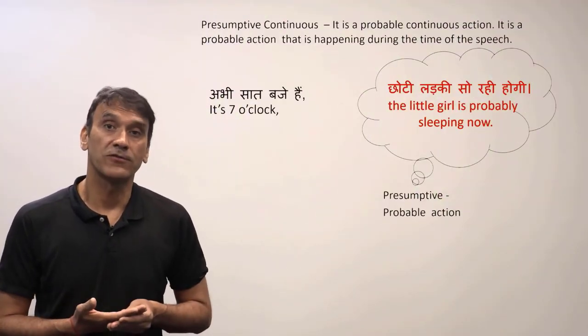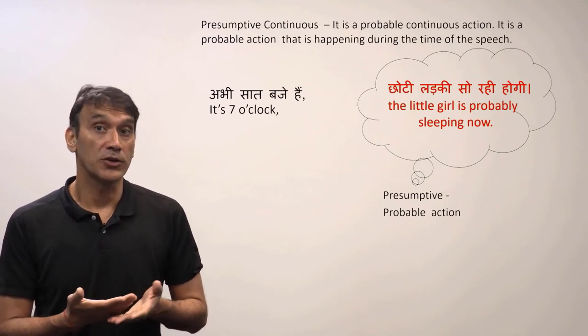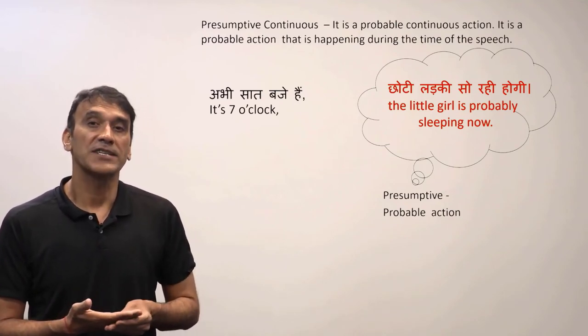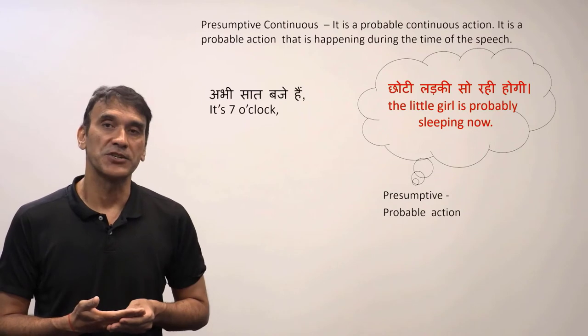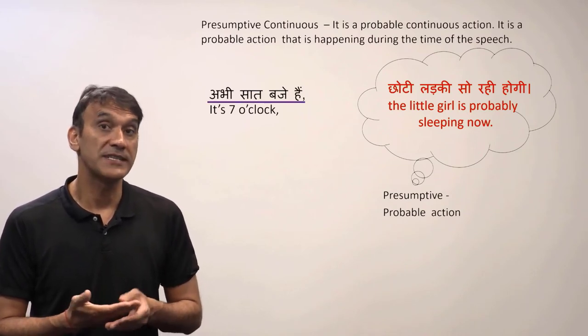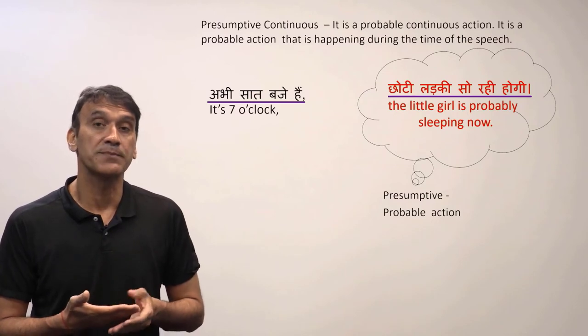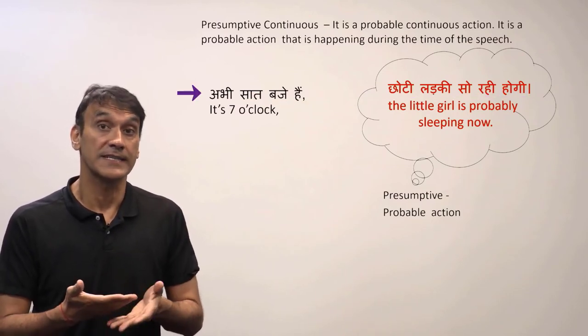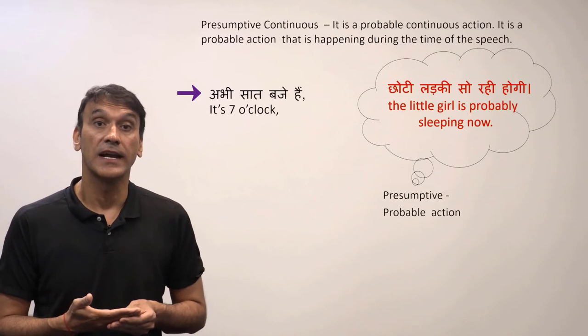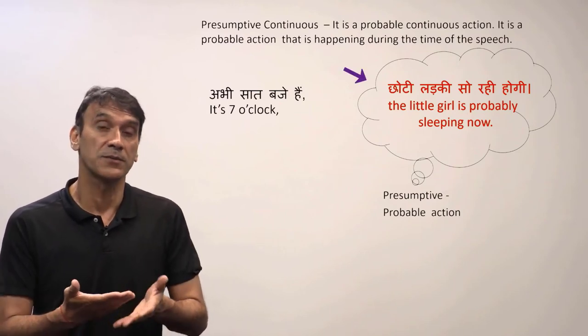Let's take the presumptive continuous. It's a probable continuous action. It's a probable action that is happening during the time of speech. Here's an example. Abhi 7 baje hain, choti ladki so rahi hogi. It's 7 o'clock, the little girl is probably sleeping. So the sentence, it's 7 o'clock, is creating a context, and the action shows the presumptive action, a probable action.